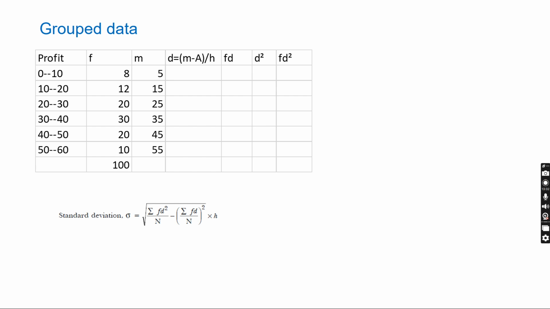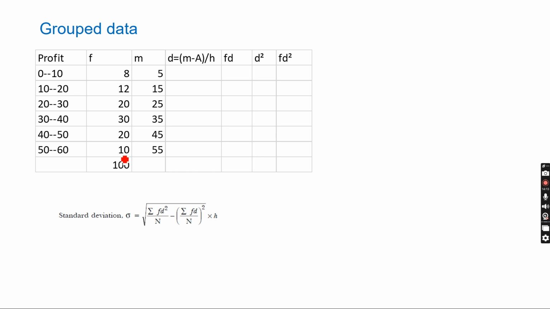Coming to the grouped data, if you remember, grouped data is denoted by class intervals. Look at the data given. The profit for the firms are given between 0 to 10 lakhs, 10 to 20 lakhs, 20 to 30 lakhs, 30 to 40 lakhs, 40 to 50 lakhs, 50 to 60 lakhs. In a class interval, this denotes the lower limit and this denotes the upper limit. The frequency shows how many companies have profits between 0 to 10: 8, and 12 companies have profits between 10 to 20, and so on.